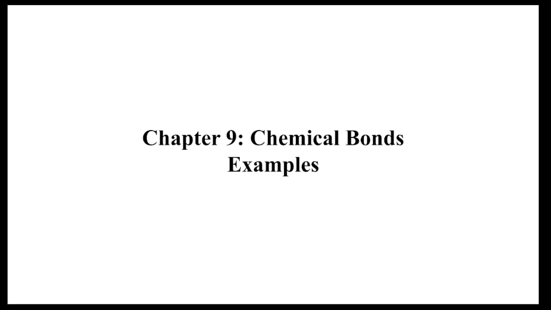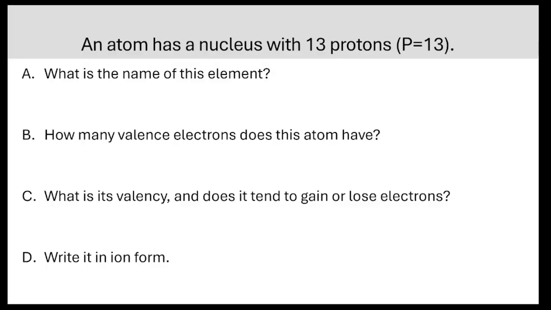Everyone, these are some example problems from chapter 9, chemical bonds. First example problem: an atom has a nucleus with 13 protons, and that's given, so the number of protons is 13. The first question is, what is the name of this element?